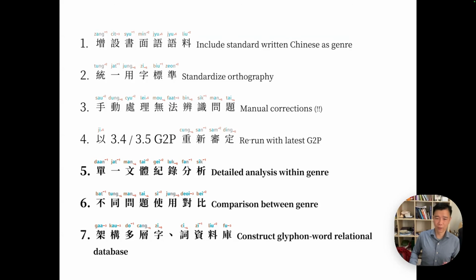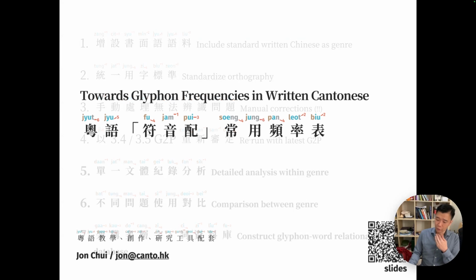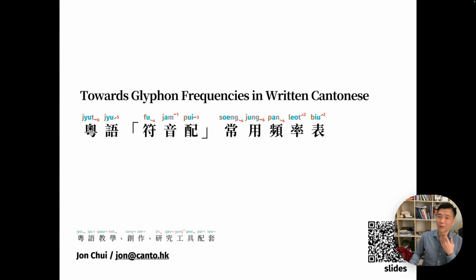One of the last and really quite interesting things is if we can start taking these glyphons, hook them onto compounds or words, then we can build up a database which assists in the learning. You learn a glyphon, you can see all the other contexts in which it can be used. So this is towards glyphon frequencies in written Cantonese, a talk given at a workshop on Cantonese.